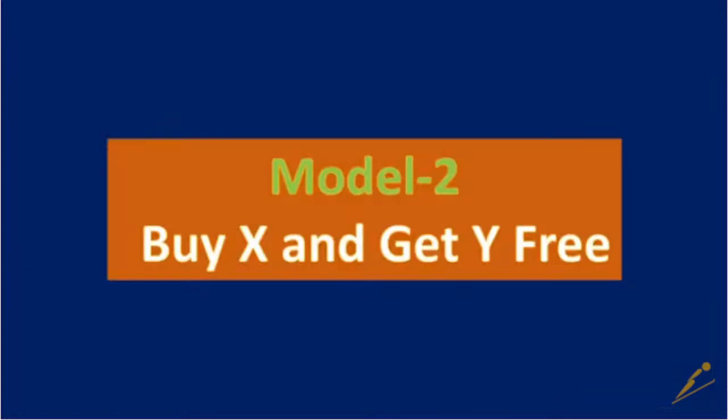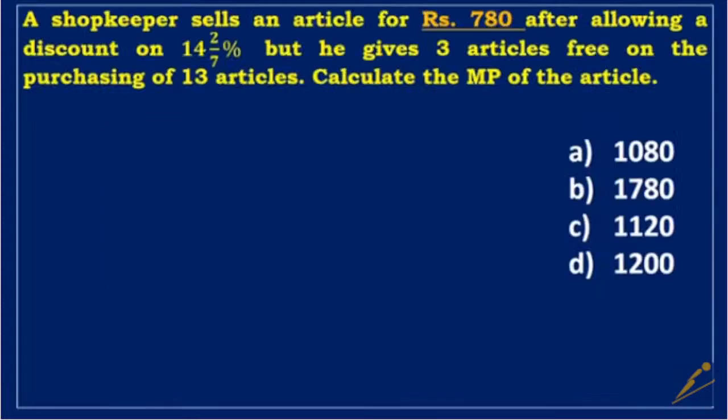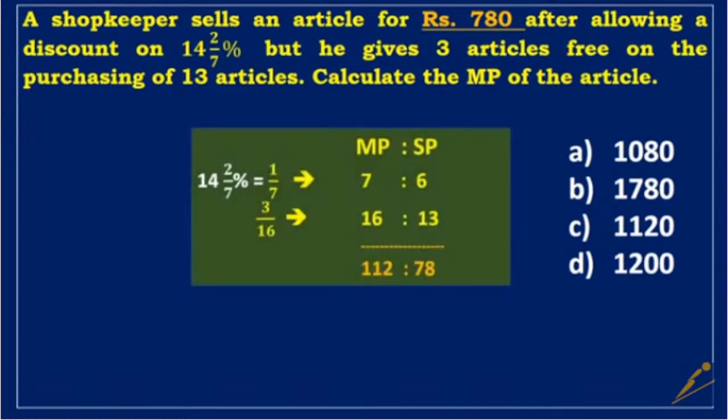Model 2. Buy X and get Y free. Example 1. A shopkeeper sells an article for 780 rupees after allowing a discount of 14 2/7%, but he gives 3 articles free on the purchase of 13 articles. The ratios are 7:6 and 16:13 respectively. When we multiply these ratios together, we obtain the overall ratio. 14 and 2/7% is equivalent to 1/7.